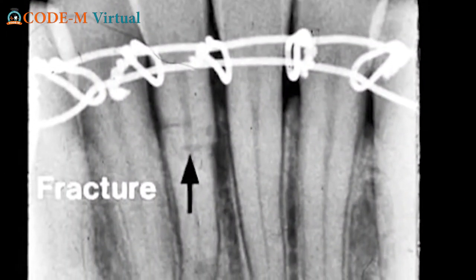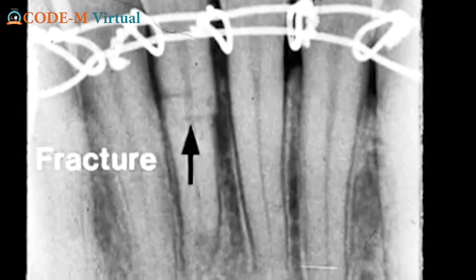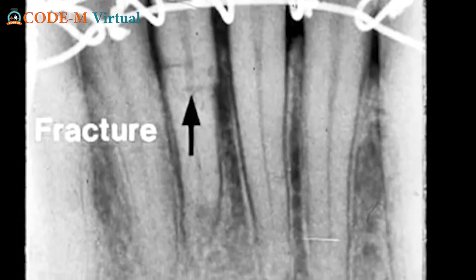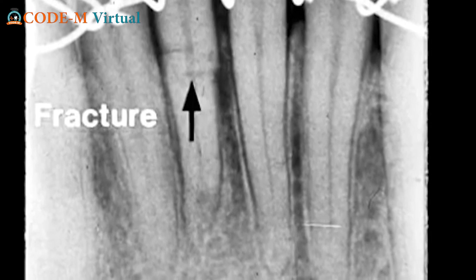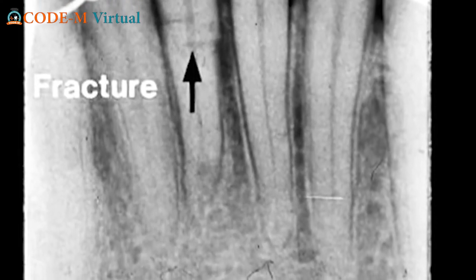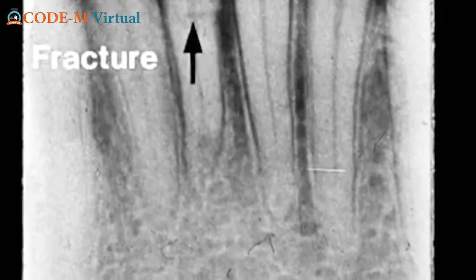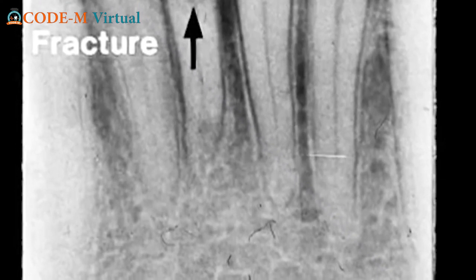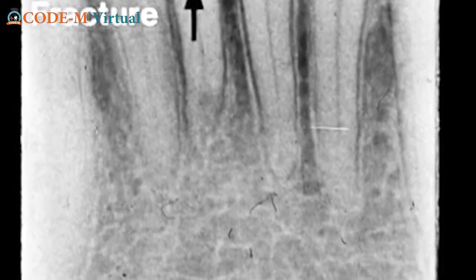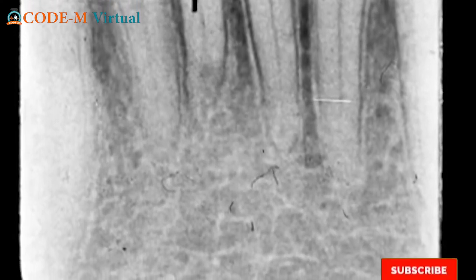The arrow here is pointing towards some type of horizontal radiolucent line, and this can be a fracture in a tooth, and we can see some wire, a Catalan wire, holding these teeth together. But if we see in the apical area, there is a radiolucency as well. So in my opinion, this tooth has to be extracted in the near future.